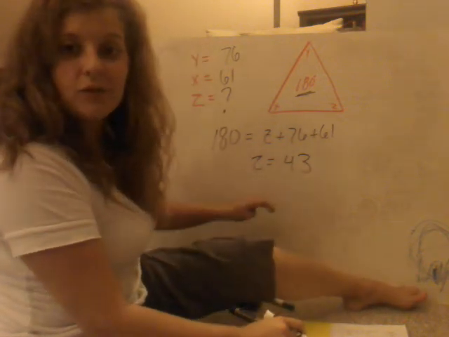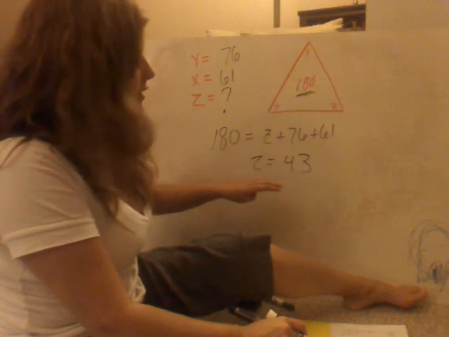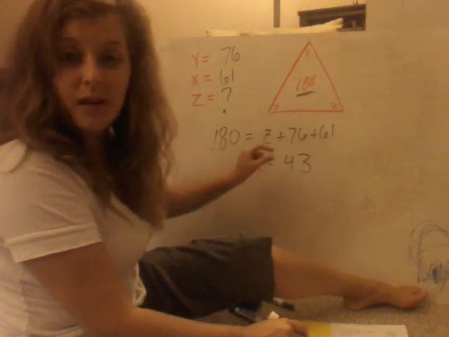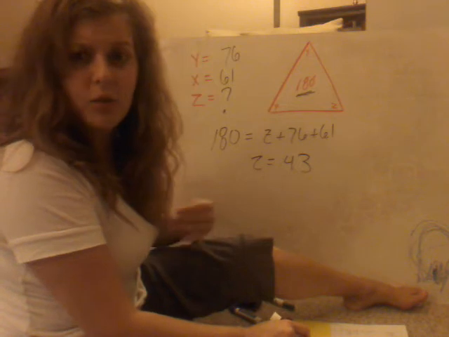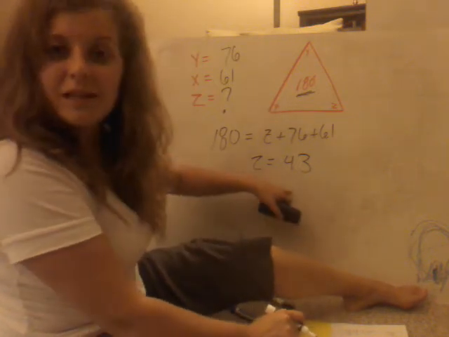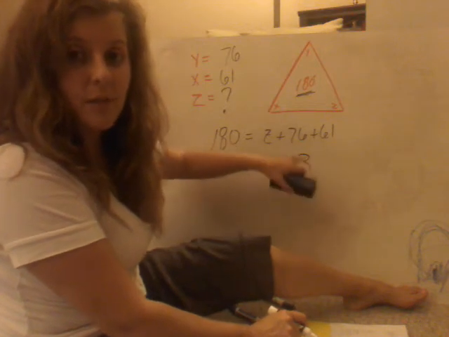Side note, these are all different angles, making this a scalene triangle. Not anything else. Just a scalene triangle. I'm sorry, it's also an acute triangle because every angle is less than 90 degrees. So every angle is less than 90 degrees, making an acute triangle, and they're all different, making a scalene triangle.